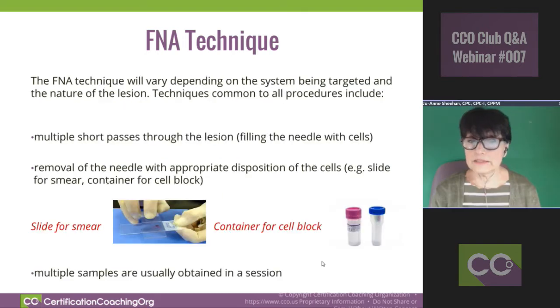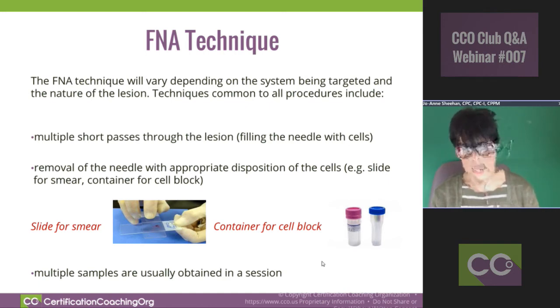And the fine needle technique will vary depending on the system being targeted and the nature of the lesion. And techniques common to all procedures include multiple short passes through the lesion, which I mentioned, and you only bill it once, filling the needle with cells, removal of the needle with appropriate disposition of the cells, for example, a slide for a smear or a container for a cell block. And here you have to the left what the slide would look like, and then this is what the container for a cell block would be.